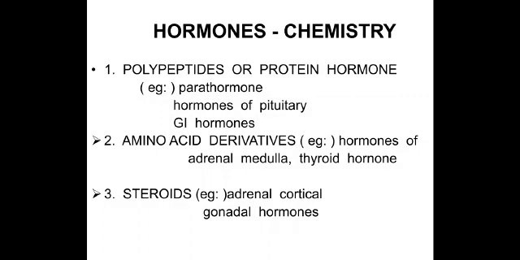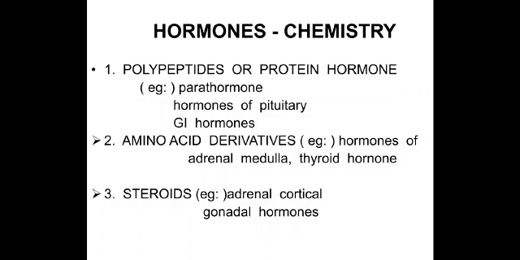So normally, the chemistry of the hormones is that they can be polypeptides or protein hormones. The examples are parathormone, hormones of the pituitary, and the gastrointestinal hormones. They are water-soluble hormones and are carried in unbound form in the plasma. They are made up of chains of amino acids linked by peptide bonds. They are synthesized by the rough endoplasmic reticulum. So the anterior pituitary, the posterior pituitary, insulin, glucagon, and parathormone are all polypeptides.